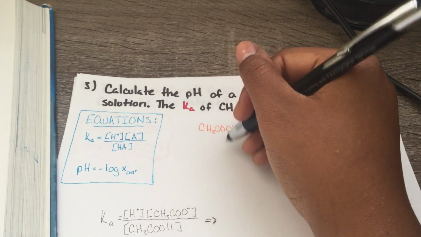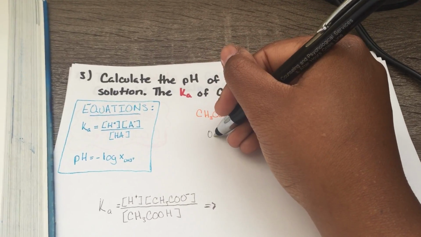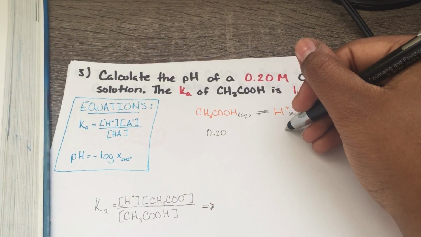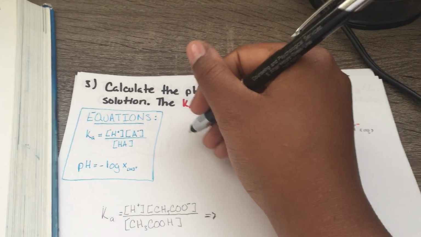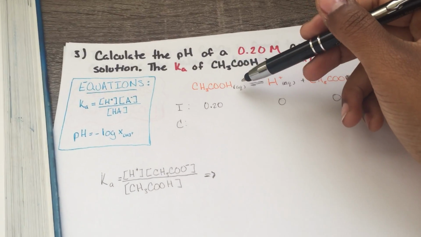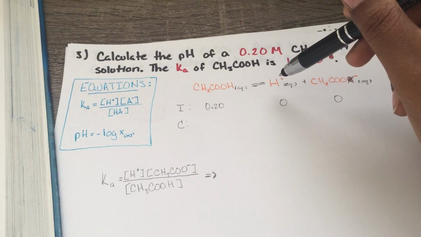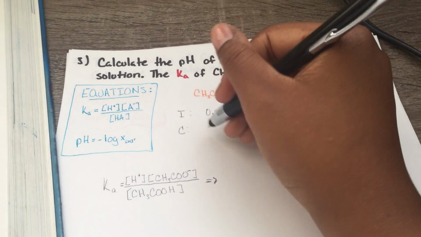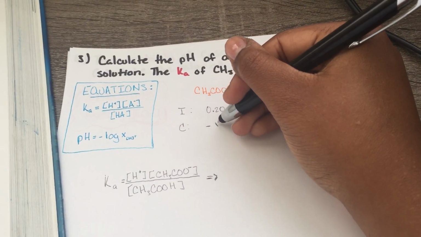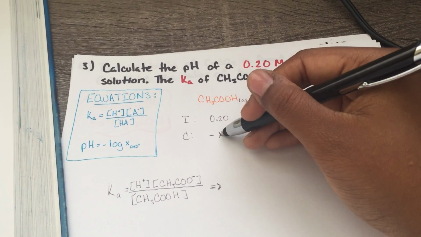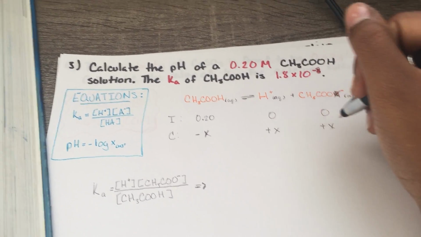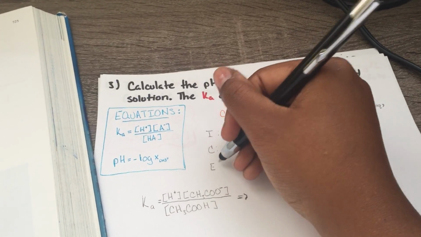So our initial amount of moles for acetic acid we know is 0.2. However, we don't know the initials for our H ion and the acetate, so that would be 0. Next, our change. We see that acetic acid dissociates into hydrogen and acetate, so it loses moles, which is negative x, and these will be gaining them, so we put plus x. Next, we have our equilibrium.